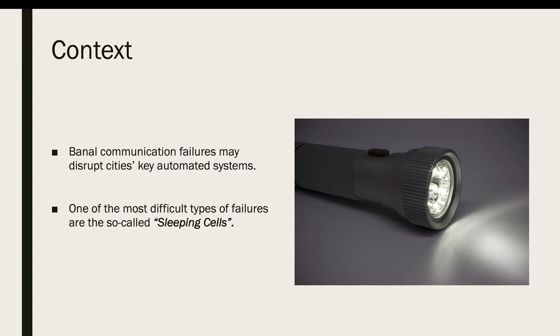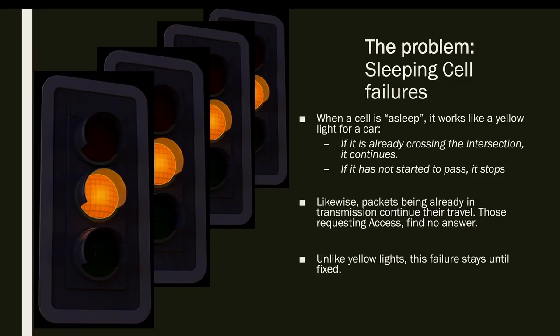One of the most difficult types of cellular network failures are the so-called sleeping cells, which is the problem we tackle in this project. But what is a sleeping cell exactly? When a cell falls asleep, it works like a yellow light in the traffic lights. If a car is already crossing the intersection, it will not stop, but it will continue its way to the other side. Otherwise, it stops, or it should stop at least, until the light is green again.